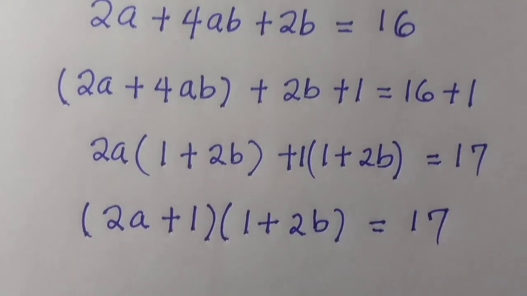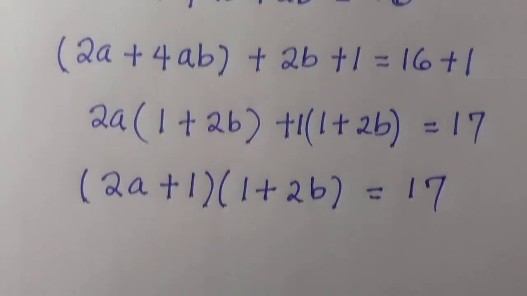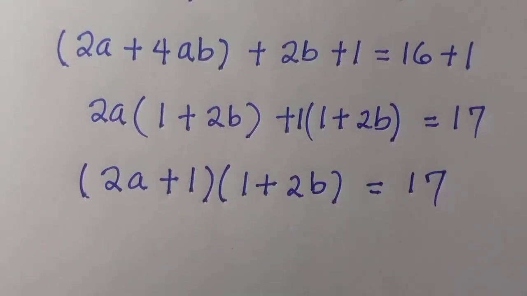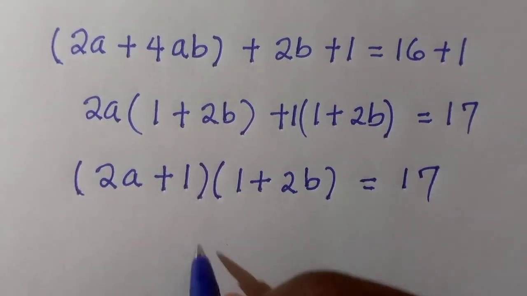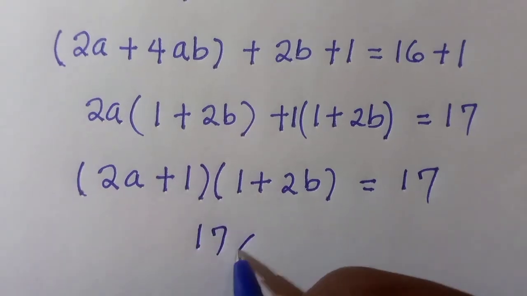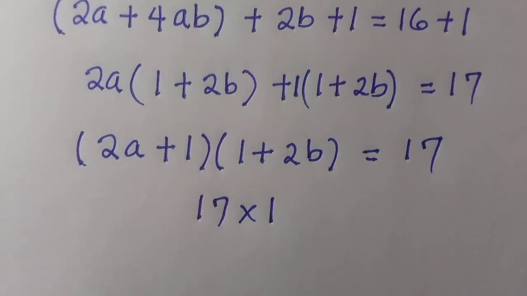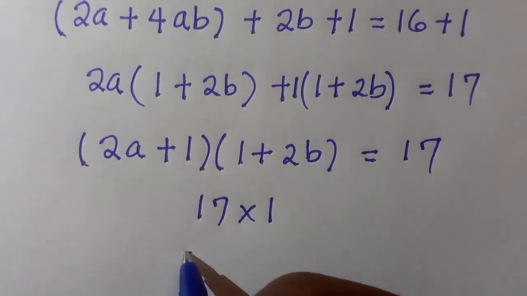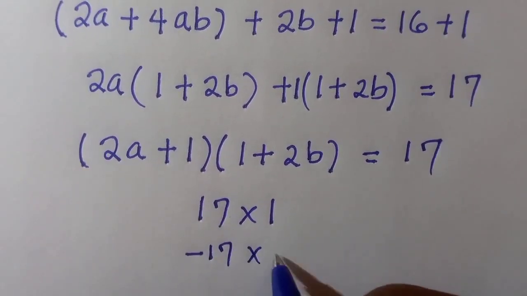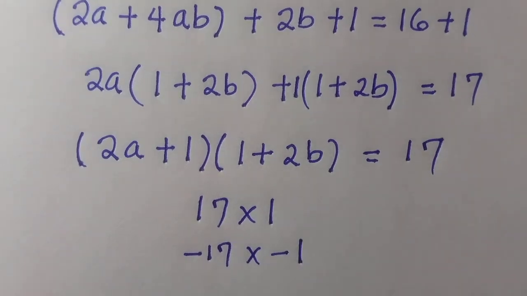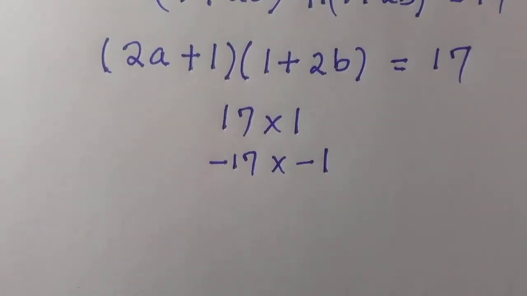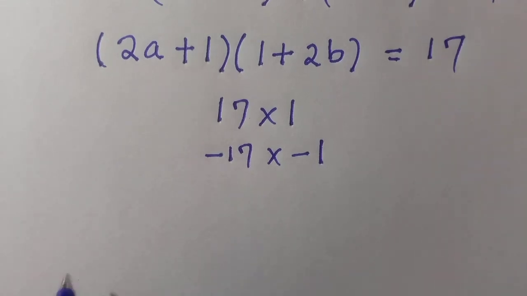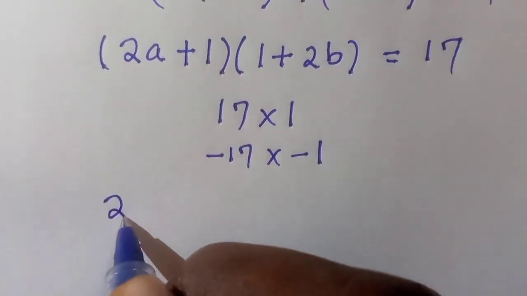But how can we get the values of a and b that give 17? Let's take a look at this. The factors of 17 are only 17 multiplied by 1, or minus 17 multiplied by minus 1. Since we consider integer solutions, we need to introduce negatives as well. So let's start the distribution.